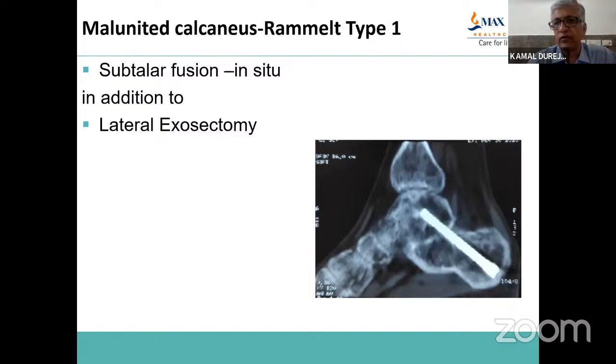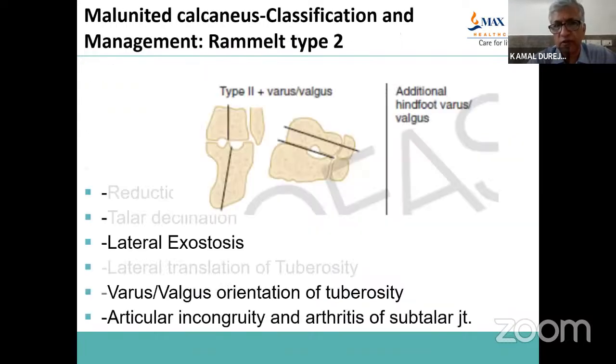And you don't need to really work hard on these. You can do them through a sinus tarsi approach or through a lateral extensile approach.